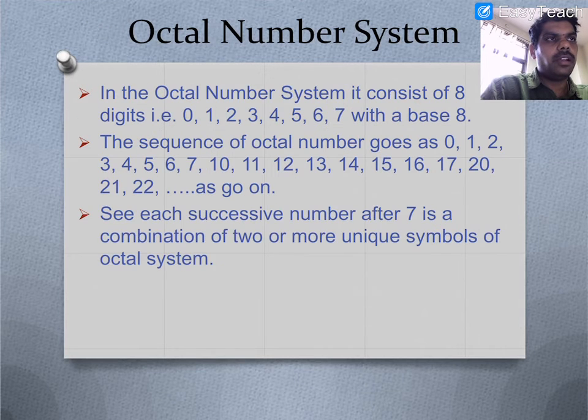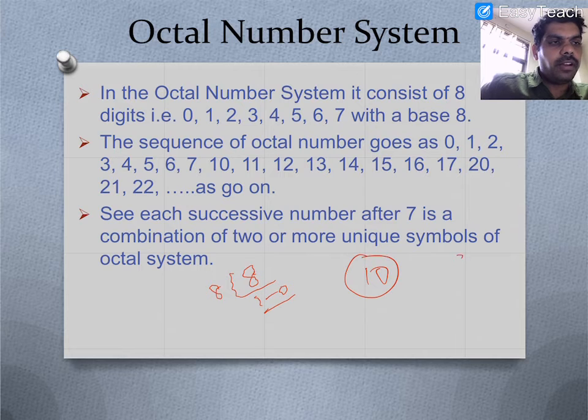And next is octal. In the octal system we are going to use 8 digits, 0 to 7. Starting with 0 and up to 7, and when we get 8, how can we write it? 8 ones are 8. So 1 0 is the representation for 8. And for 9, dividing with 8, 8 ones are 8, remainder 1. 1 1 is the representation for 9.